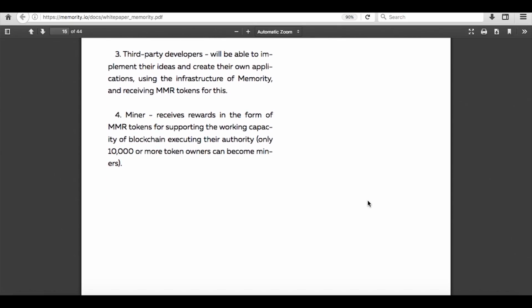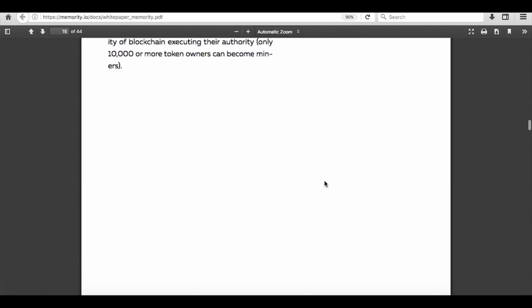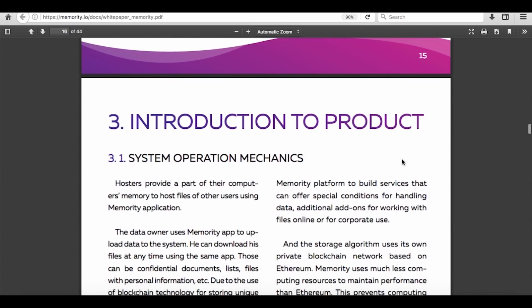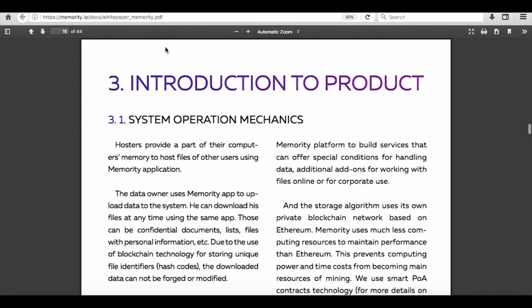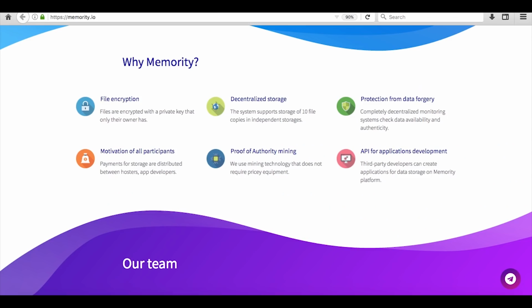Miners. Owners of 10,000 tokens or more will have the opportunity to receive rewards in the form of MMR tokens for acting as miners within the ecosystem, for supporting the working capacity of the blockchain by executing their authority.